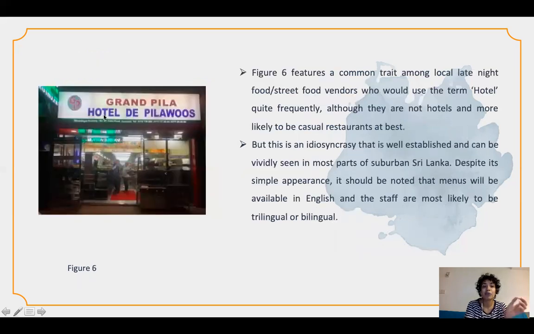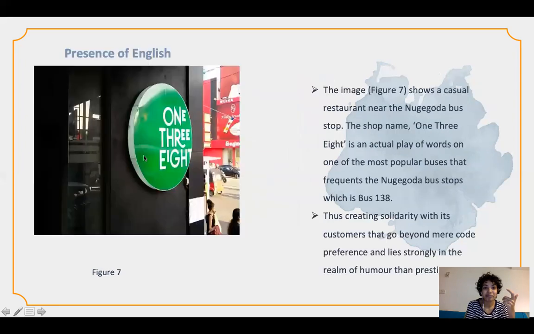And then we have Hotel de Pilars. Love this. This is a very casual idiosyncrasy that happens in Sri Lanka and is accepted as not a problem, because everyone knows that these are late night street food vendors that use the term hotel, even though they're definitely not hotels. And despite its very humble appearance, let me say, their menus will be in English and their wait staff will be trilingual or bilingual.